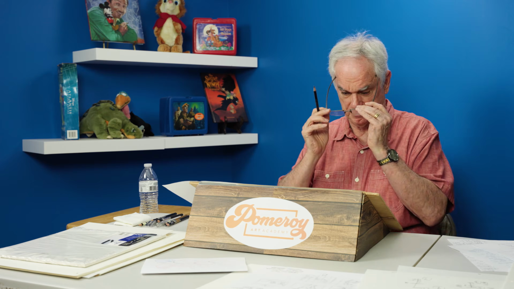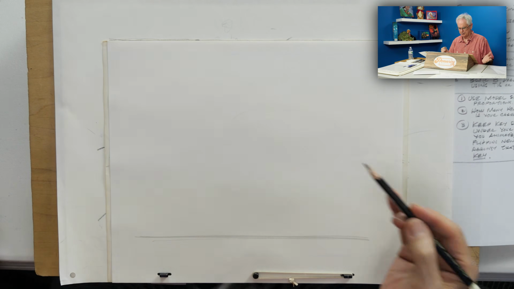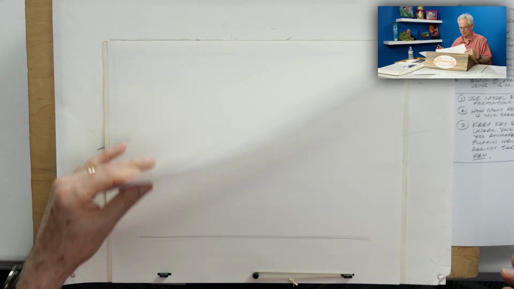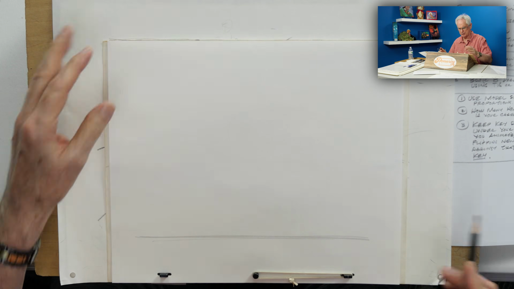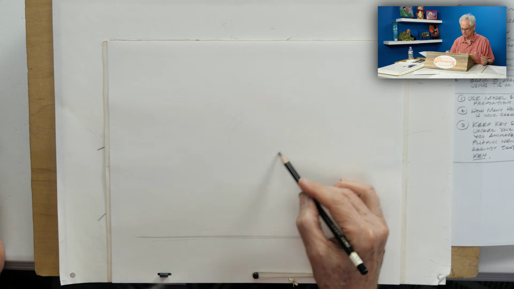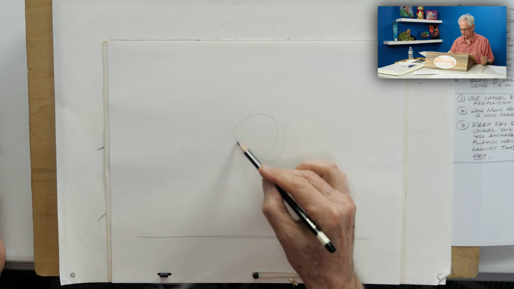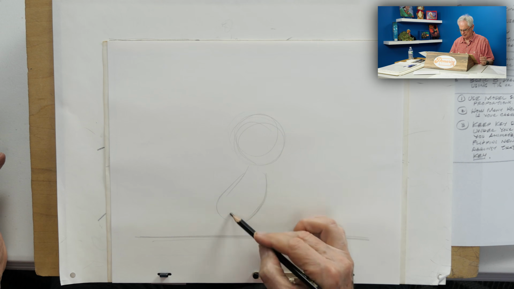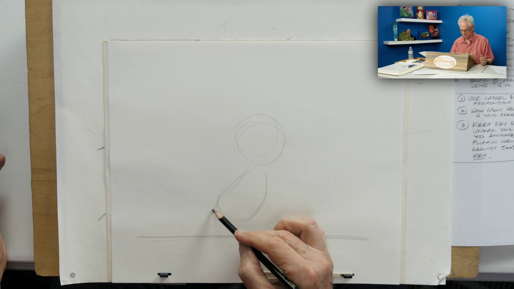So let's get started. Like I did with the walk cycle that I animated in an earlier episode, I'm going to use Tig as my model, and I will start out roughing him out in a down position.